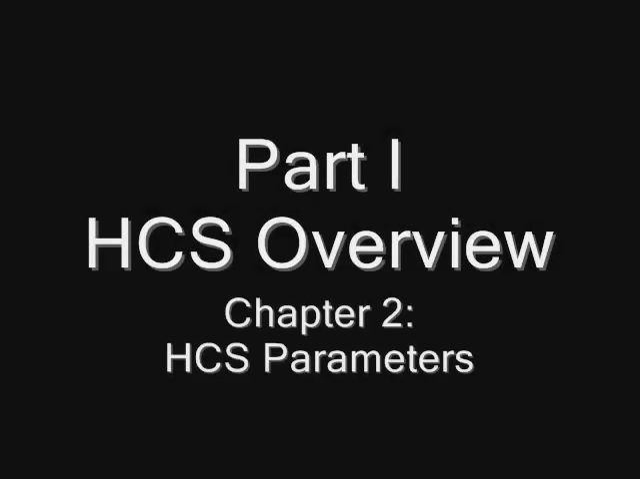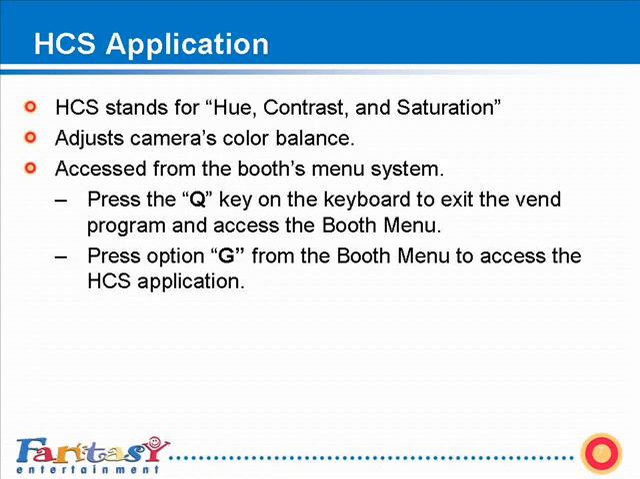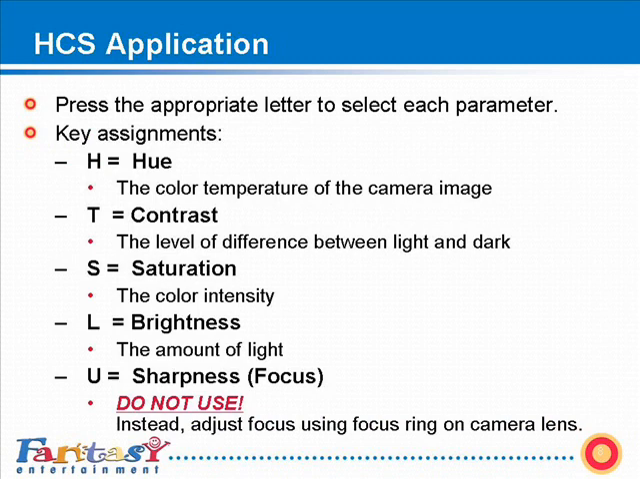HCS stands for Hue, Contrast, and Saturation, and the HCS application is used to adjust the camera's color balance through a software interface. It's accessed through the booth's menu system. Press Q from the rotation to access the photo booth menu, and G from the menu to access the HCS application. The term hue refers to the predominant color, contrast refers to the luminance or brightness, and saturation is the color intensity.